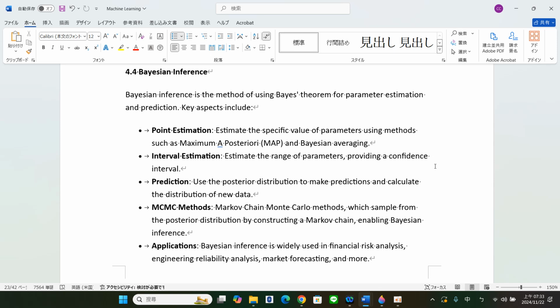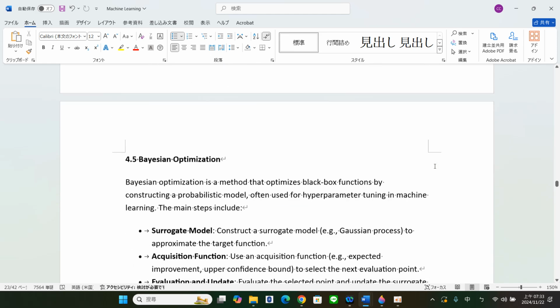MCMC method, Markov chain Monte Carlo method, which samples from the posterior distribution by constructing a Markov chain, enabling Bayesian inference. Applications. Bayesian inference is widely used in financial risk analysis, engineering reliability analysis, marketing forecasting, and more.